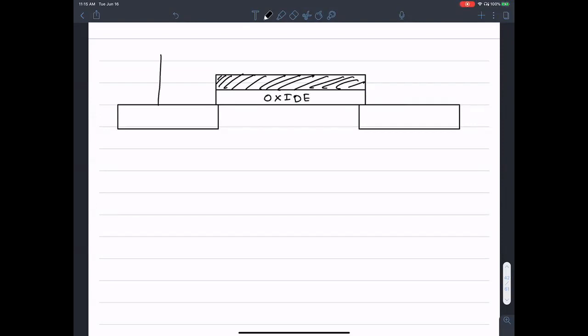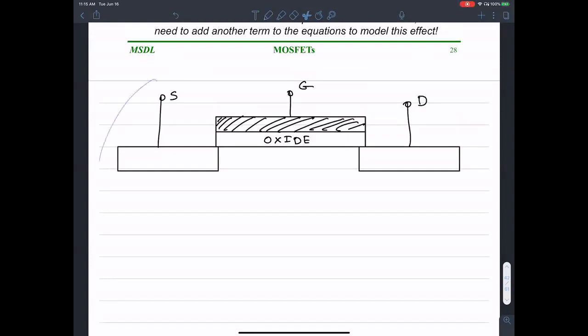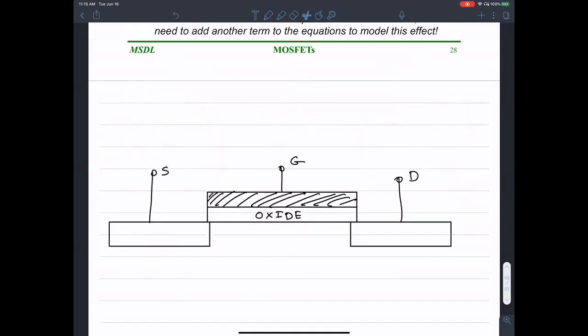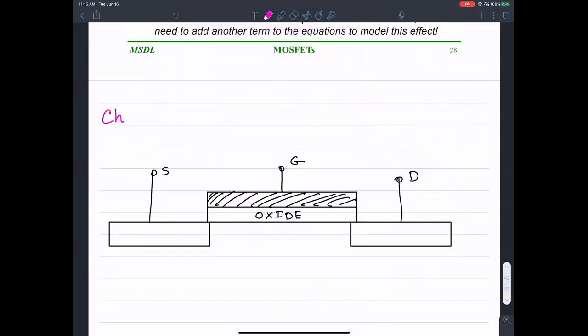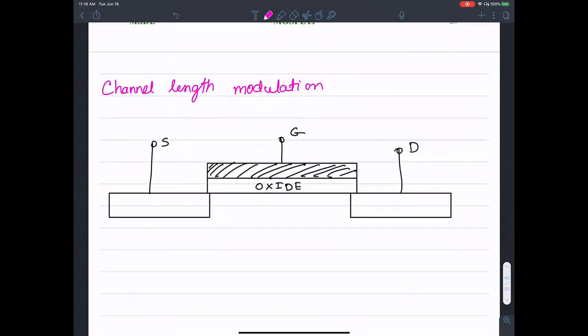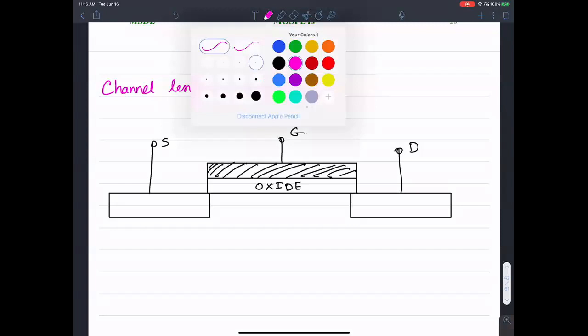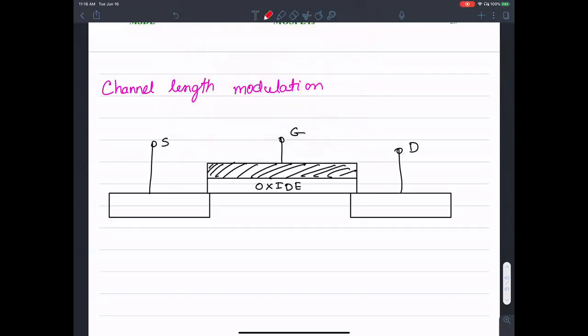Here is the source, gate, drain. Now I'm trying to explain the idea of channel length modulation. In order to understand channel length modulation, I'm going to explain it in really informal terms, just so we get a very good idea of it.